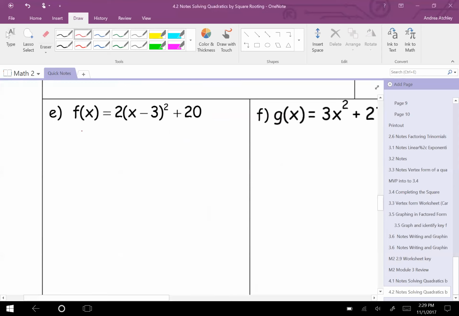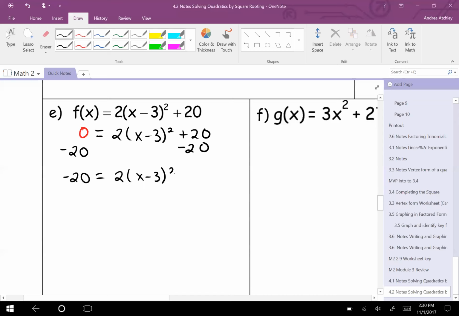So I'm going to substitute in my 0. I'm going to get 2 times x minus 3, the whole thing squared, plus 20. I'm going to subtract the 20 from both sides. That's going to give me negative 20 equals 2 times x minus 3, the whole thing squared.